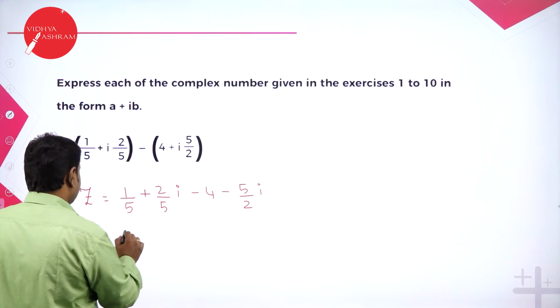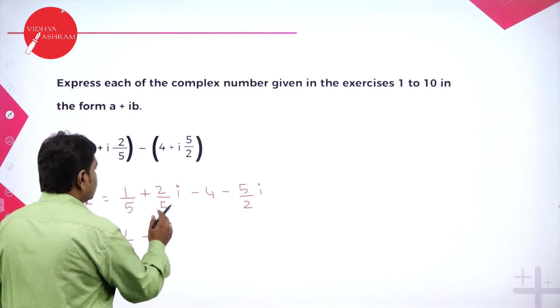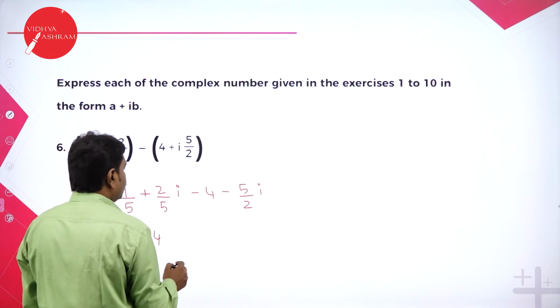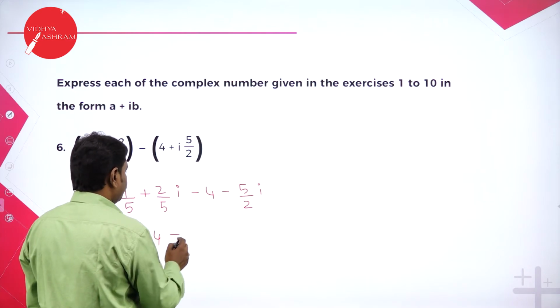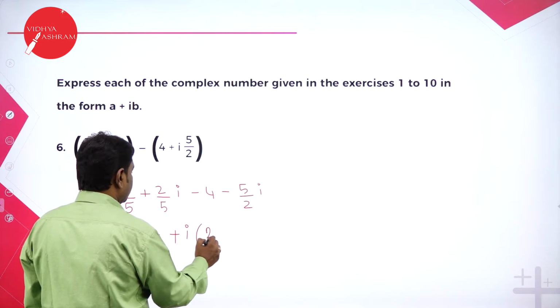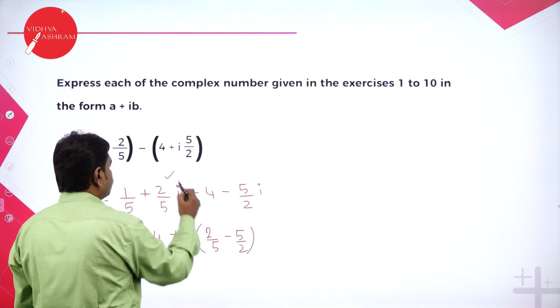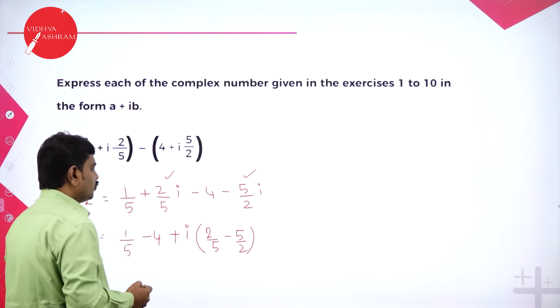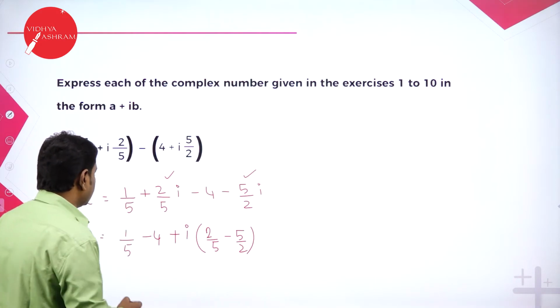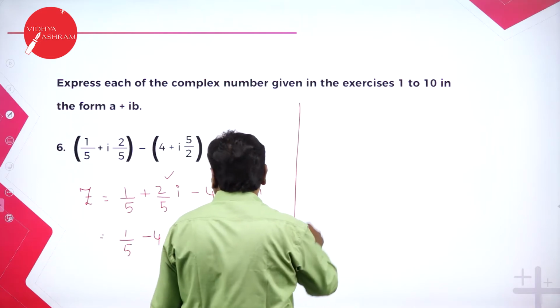1 by 5 minus 4. This and this. And 2 by 5i minus 5 by 2i. Take out i common. If I take i common, positive, so it will become 2 by 5 minus 5 by 2. So in these two terms I took positive i out. So 2 by 5 and minus 5 by 2 is left out. Now simplify the real part and separately simplify the imaginary part.